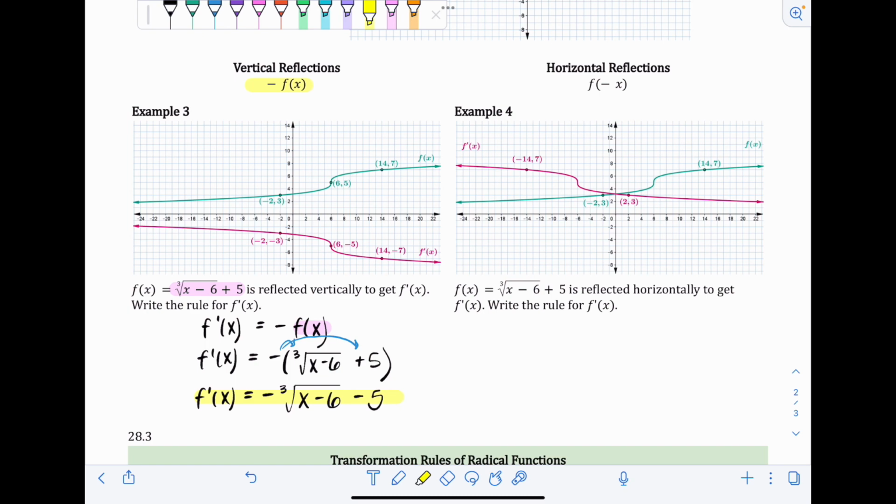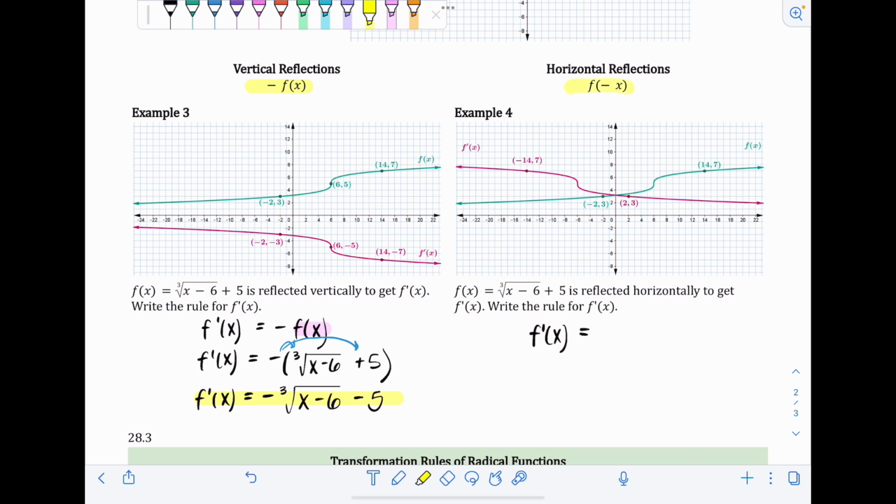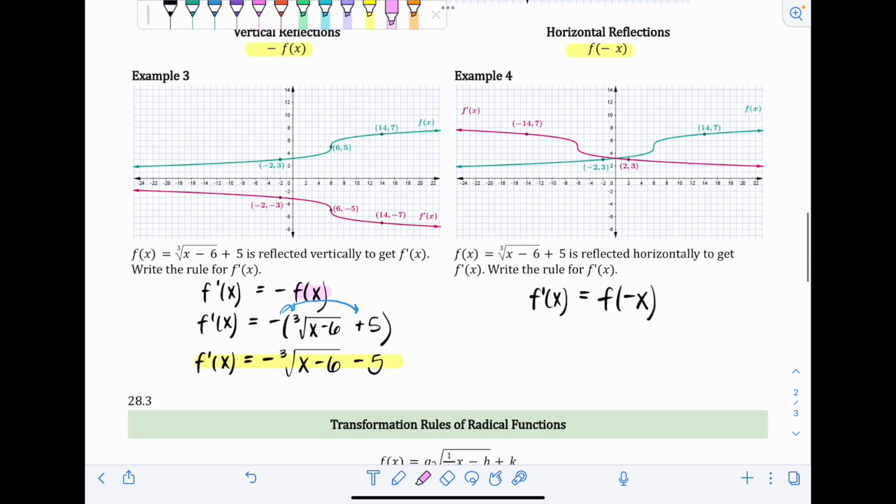And then for example 4, f of x is equal to the cubed root of x minus 6 plus 5 is reflected horizontally to get f prime of x. Write a rule for f prime of x. So f prime of x is a horizontal reflection. So horizontal reflection is f of negative x. So f of negative x means that we're going to take f of x, and wherever there's an x in it, we're going to replace it with negative x because the change is just happening inside the parentheses.